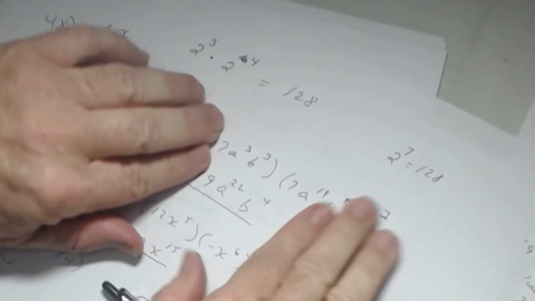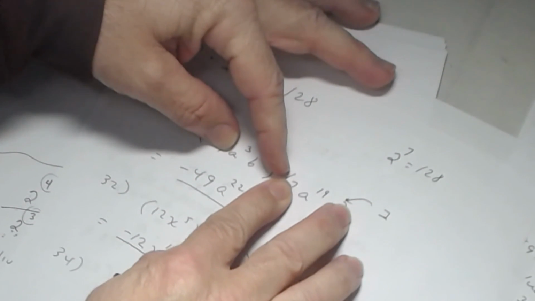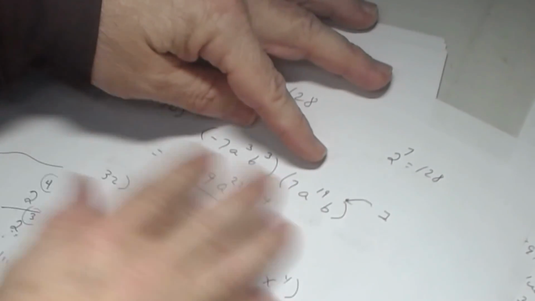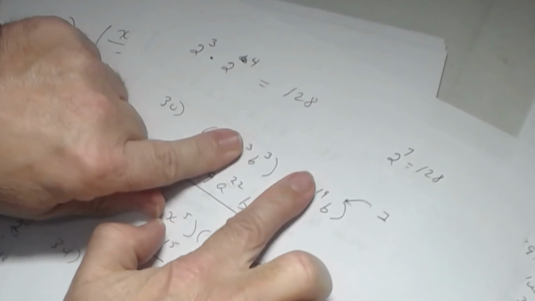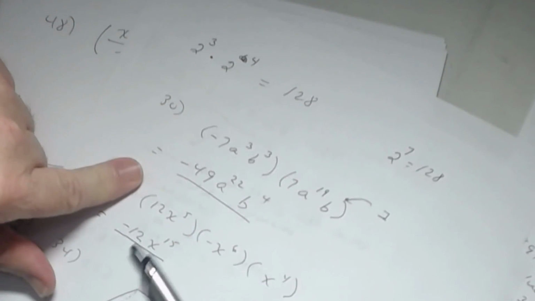So if I cover all this other stuff up, what's a cubed times a to the 19th? A to the 22nd. Then if I cover all this other stuff and only have what's left, what's b cubed times b? B to the 4th. Okay?